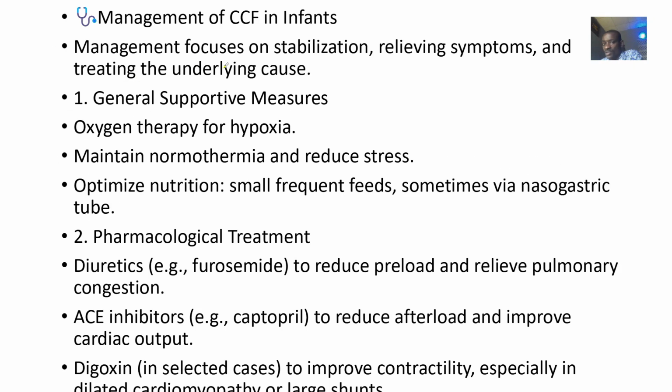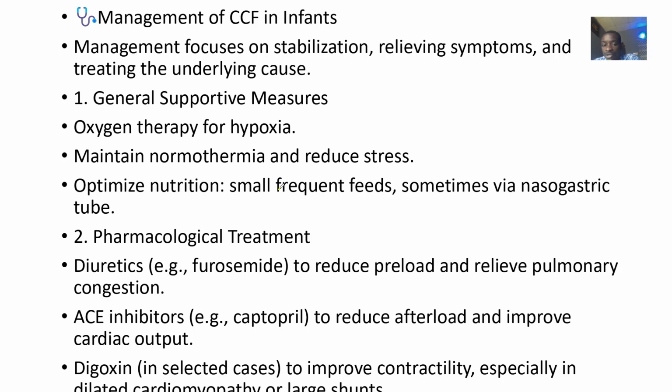So what's the management? Management is, first of all, the child is in distress, so you are trying to stabilize. You are trying to relieve the symptoms. You are trying to treat any underlying cause. So general supportive measures is oxygen therapy, because the oxygen levels are actually going down. Okay, so optimize their nutrition too. Maintain normothermia, so you make sure their body temperature doesn't go down.